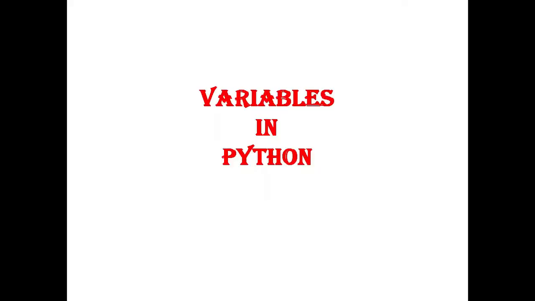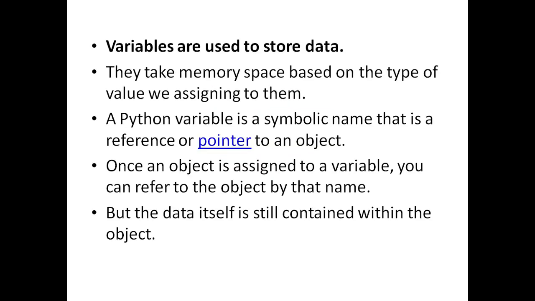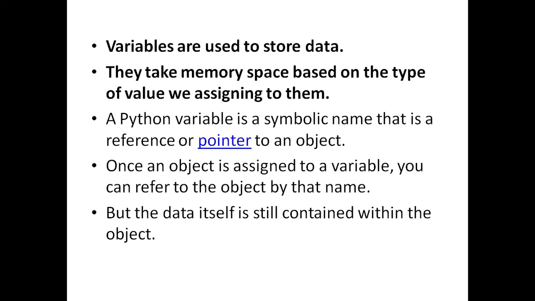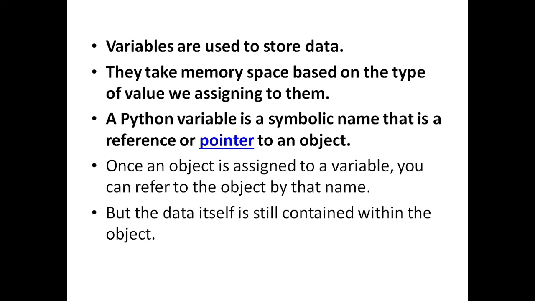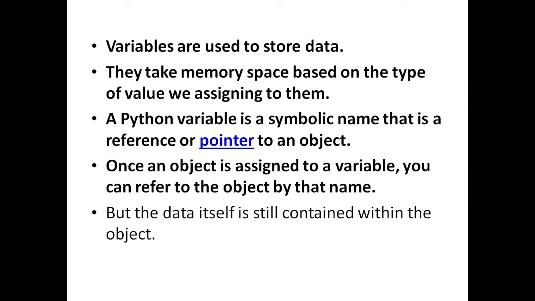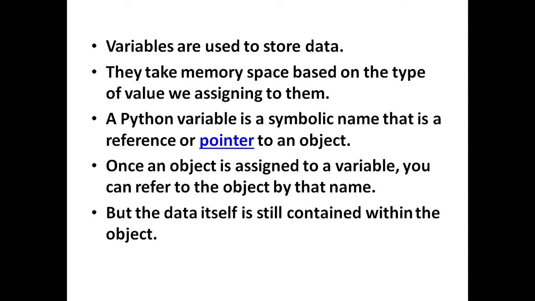Here we will see variables in Python. Variables are used to store the data. They take memory space based on the type of value that we assign to them. A Python variable is a symbolic name that is a reference or a pointer to an object. Once an object is assigned to a variable, you can refer to the object by that name. But the data itself is still contained within the object.